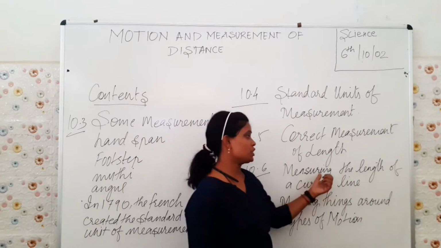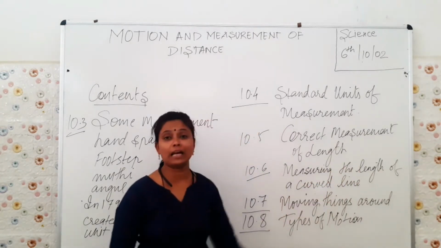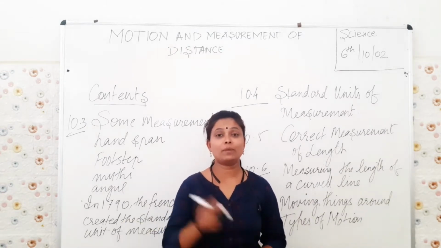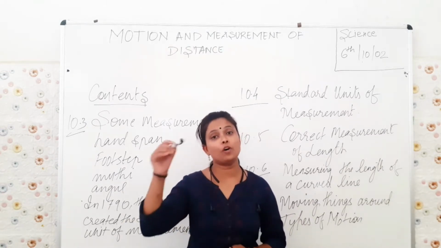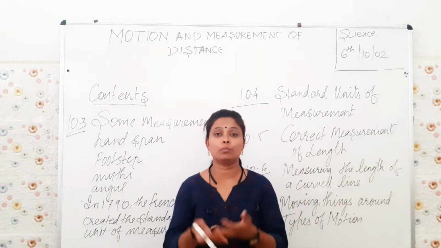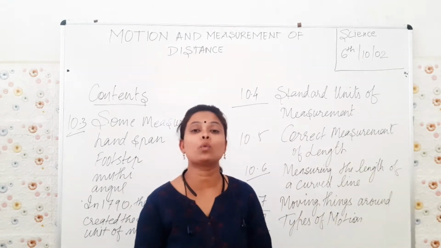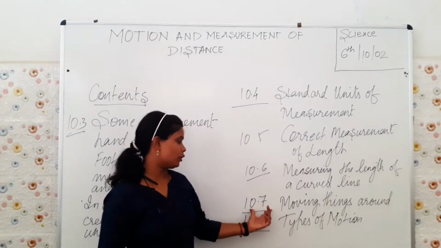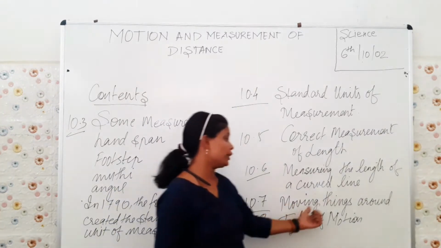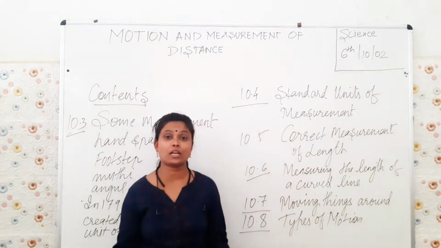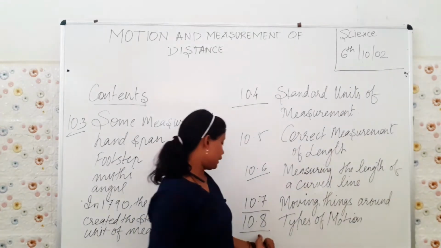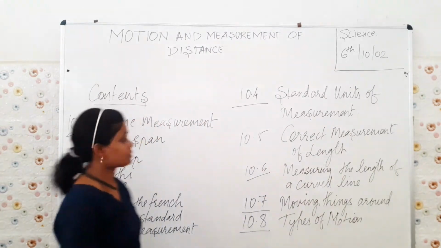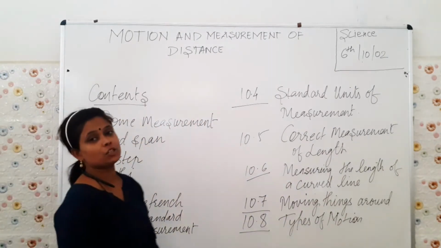Then next, measuring the length of a curved line. When you have to measure something which is not straight, it can be in a zigzag form or in the form of a wave, so how are you going to calculate it? Next, moving things around: what are the things which are moving around you? And next is types of motion. So let's start from some measurements.